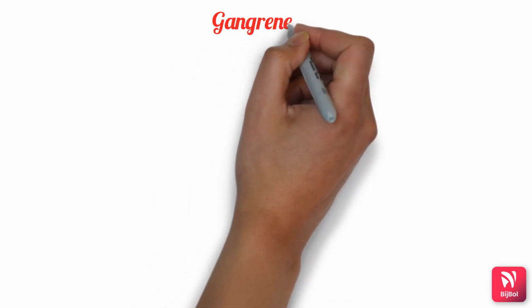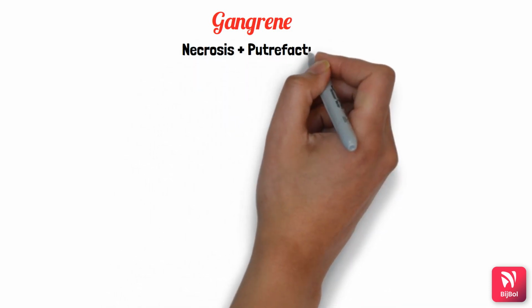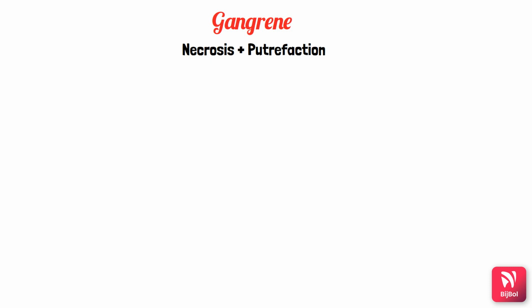Firstly, we'll talk about gangrene. Gangrene is a type of necrosis with a superadded putrefaction. Putrefaction is nothing but decay. And the necrosis that we see in gangrene is a type of coagulative necrosis.